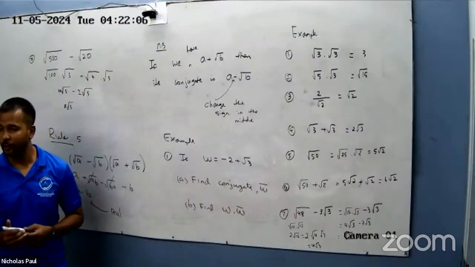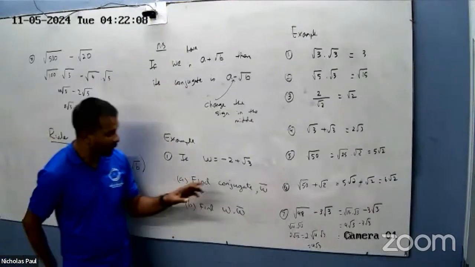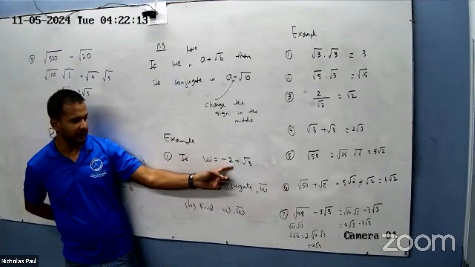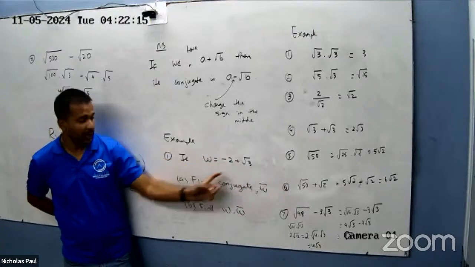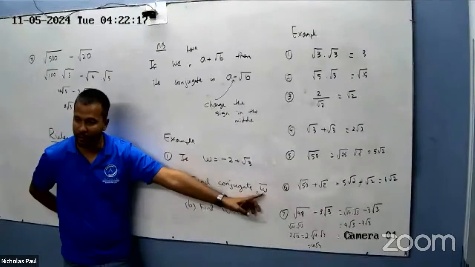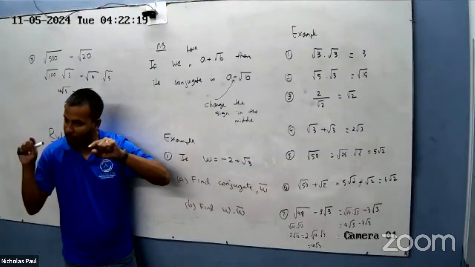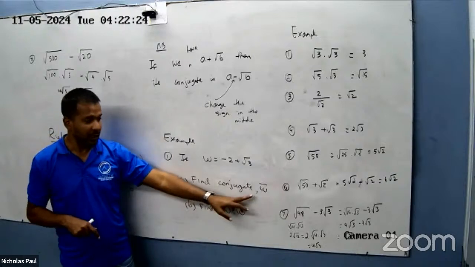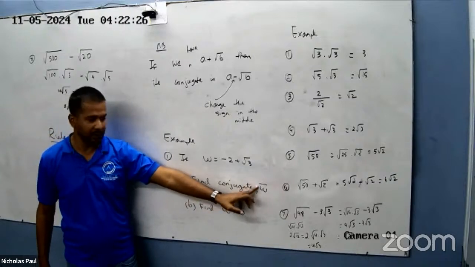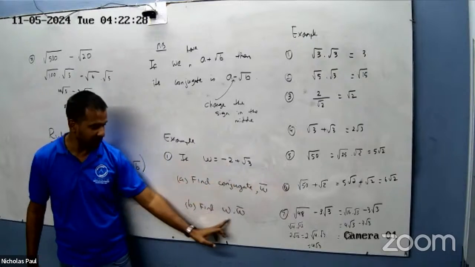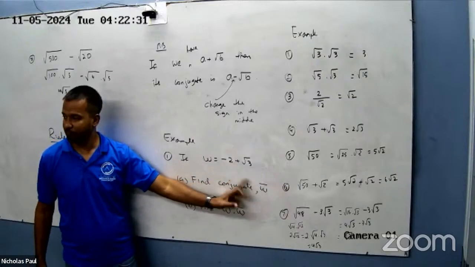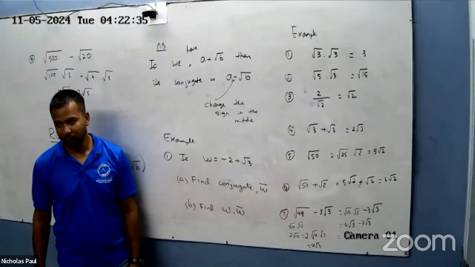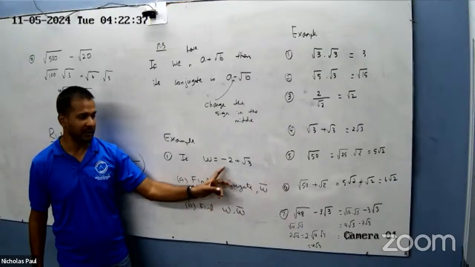Okay? Here's what you're doing for now. I gave you W. W is minus 2 plus root 3. I want you to find the conjugate of W, and the way we write it is with a parallel line on top, or you can use a star. Find the conjugate of this and then multiply both of them. Multiply this by this and tell me what you get.